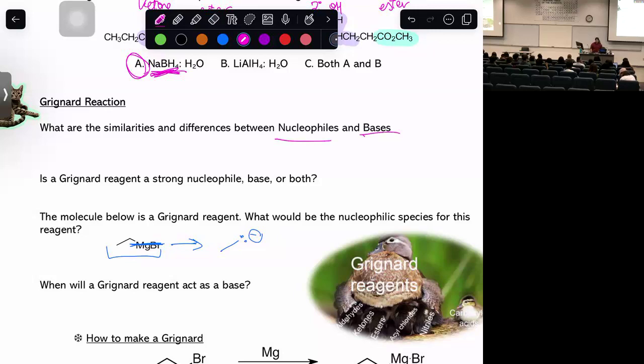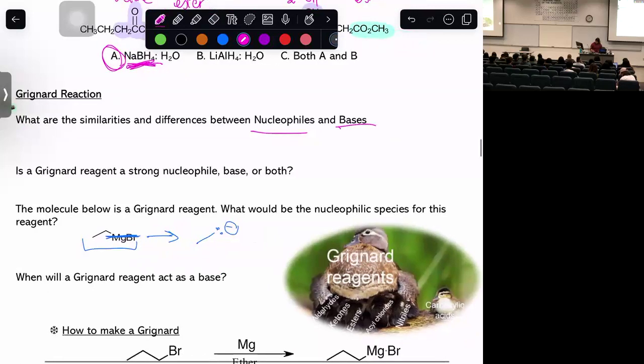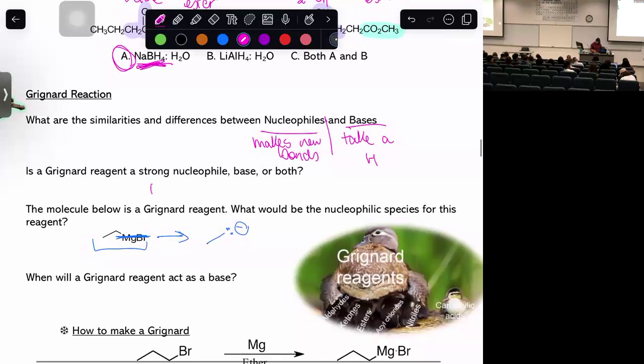Now, let's quickly review our differences between nucleophiles and bases. What do nucleophiles do? They attack, and remember, they get connected in the molecule, so we're making new bonds. Makes new bonds. Then what about bases? What's the role of bases? They break bonds. Specifically, they always take a hydrogen. They always take a proton. Take a hydrogen. There we go. And then this one, I already gave it to you guys. It's going to be both a strong nucleophile and a strong base.